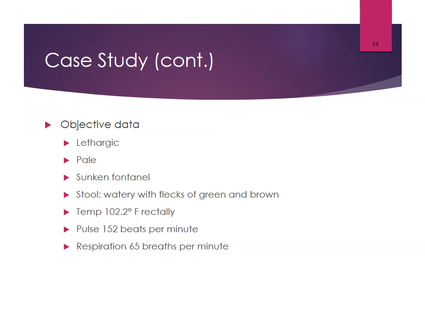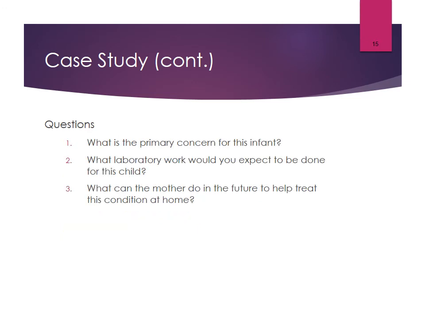Here's your objective data. He's lethargic, he's pale, he's got a sunken fontanelle, his stool is watery with flecks of green and brown, his temperature is 102.2 degrees rectally. Pulse is 152 beats per minute and his respiration is 65 breaths per minute. Number 1, what is a primary concern for this infant? Number 2, what laboratory work would you expect to be done for this child? Number 3, what can the mother do in the future to help treat this condition at home?